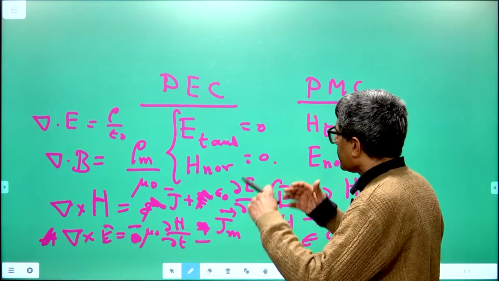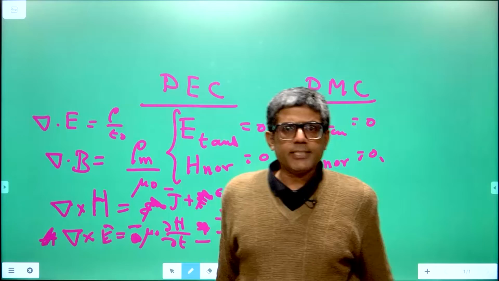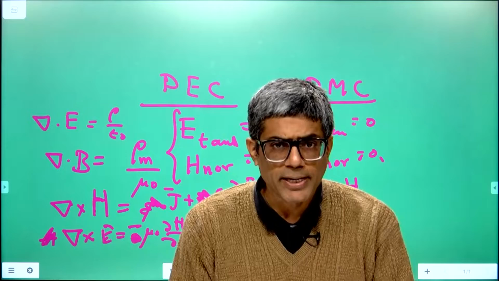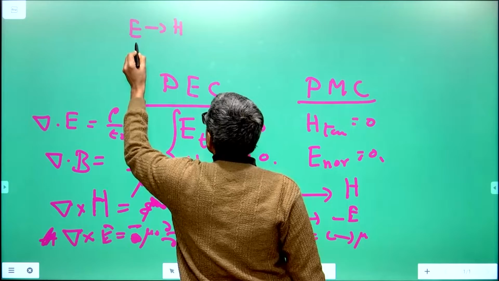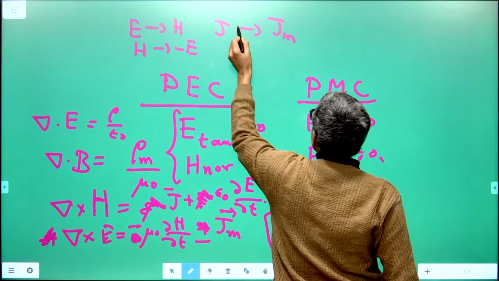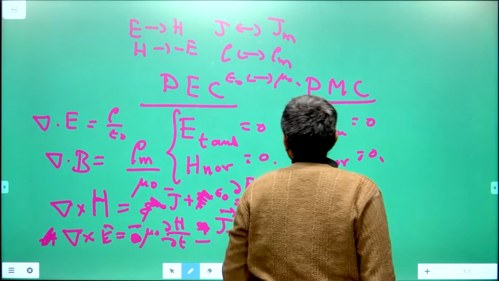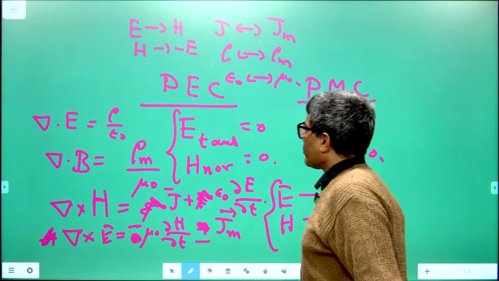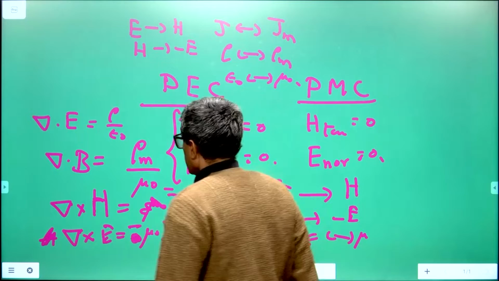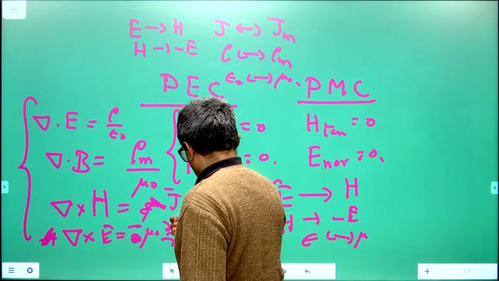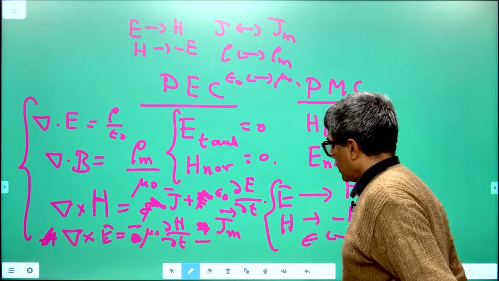So, the complete duality will be manifest when we add, in addition to the electric charge density and the electric current density, a magnetic charge density and a magnetic current density into Maxwell's equations. You get duality under the interchange E goes to H, H goes to minus E, J and J m get interchanged, rho and rho m get interchanged, and epsilon naught and mu naught get interchanged. So, you have a complete duality. These generalized Maxwell's equations are valid for both perfect electric conductors and perfect magnetic conducting boundaries. Just as we derived the boundary conditions for E and H in the case of perfect electric conductors, we can derive the boundary conditions in the case of perfect magnetic conductors.